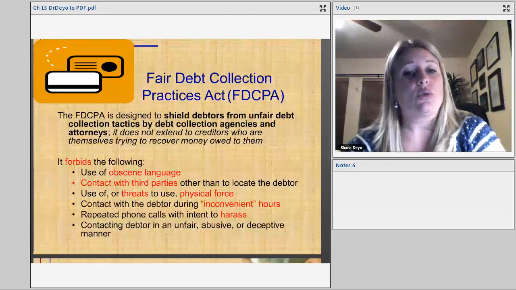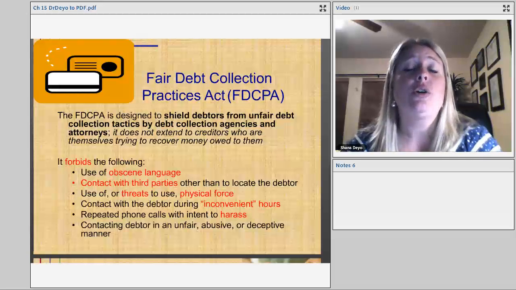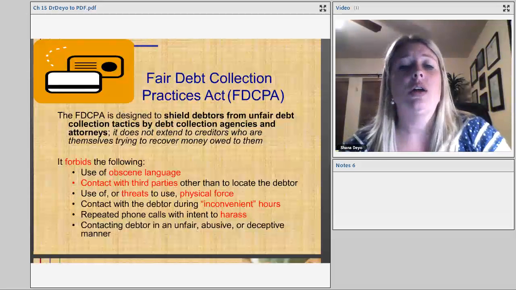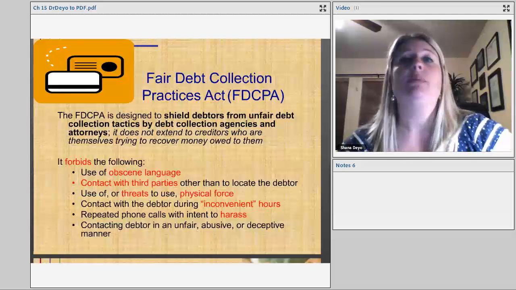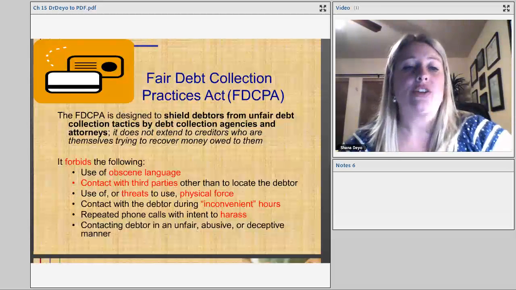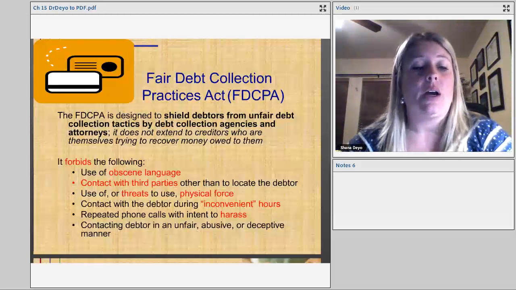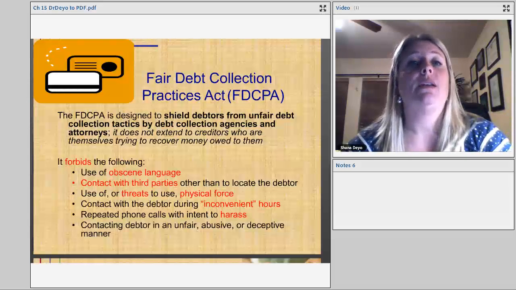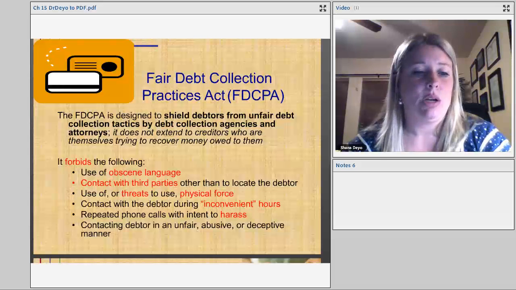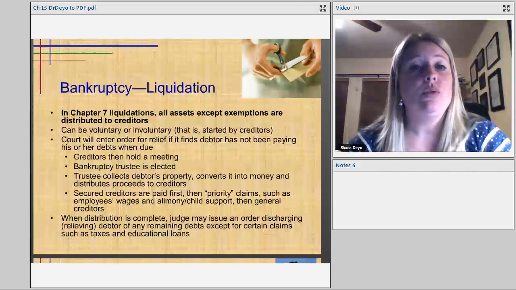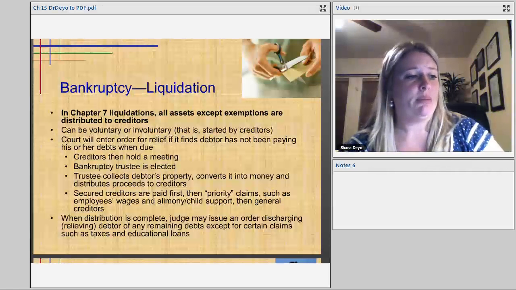They cannot use threats or physical force. They cannot call you during inconvenient hours. So usually, 8 a.m. to 8 p.m. is reasonable, but they should not call beyond that. They cannot call you 1 million times a day with the intent to harass you, so that the more phone calls you get, eventually you'll give in. They cannot do that. And of course, if there's any other unfair, abusive, or seemingly deceptive manner, then they will not be allowed to contact you anymore. So this act is really trying to protect consumers from abuse when it comes to getting their money back.